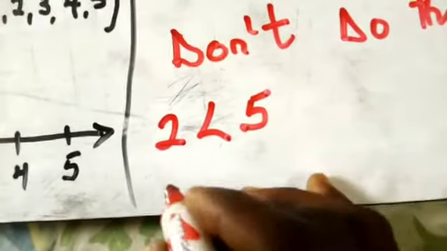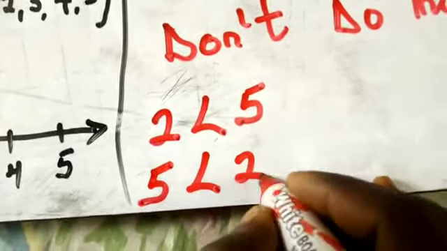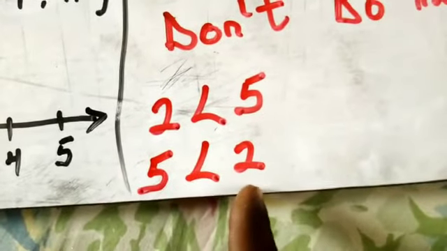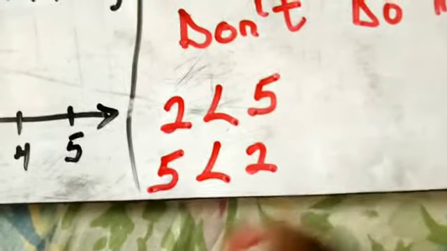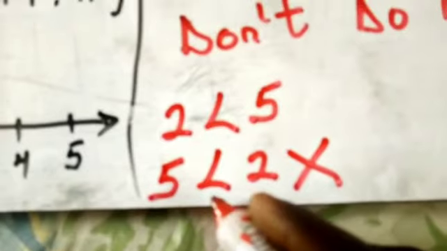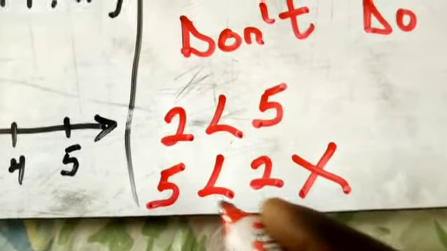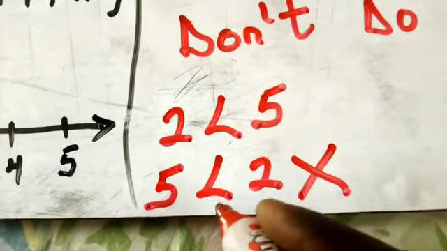Now what if I turn this the other way, say 5 first? Is this thing true? That is the question you should be asking yourself. This is not correct. But traditionally we know the name of this symbol is less than, so this confuses students all the time. Now we need to change our mentality, the way of reading this.